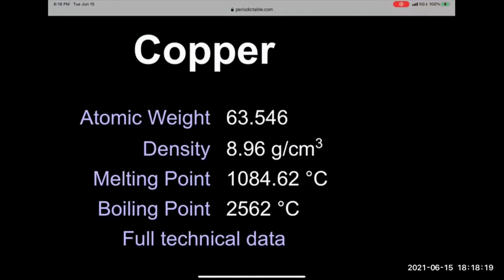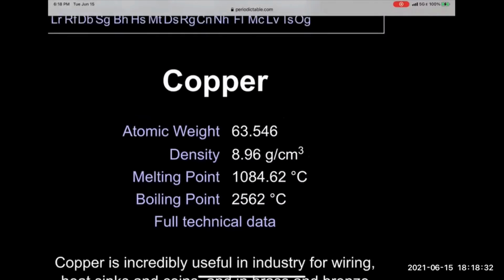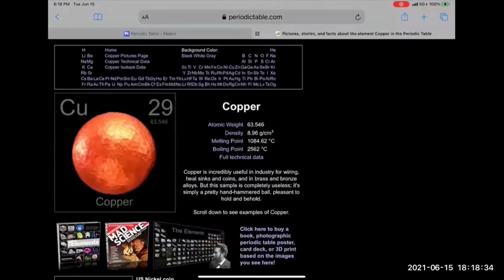This means that it is heavier than water. So if you put it in the water bottle, the copper wires are going to sink. Look at the melting point. Look at the boiling, I mean, look at the boiling point. It's like thousands, 2,562. So this is the physical property of this element called copper.